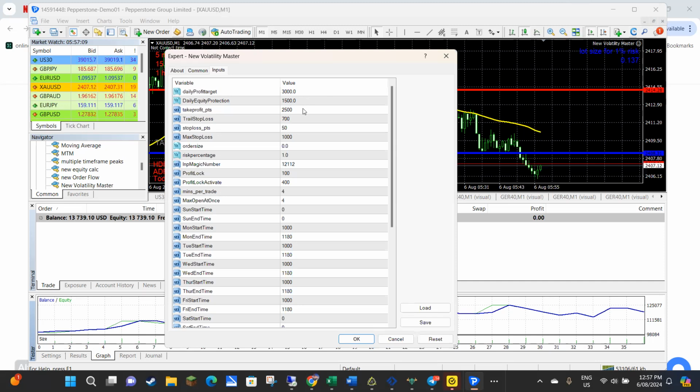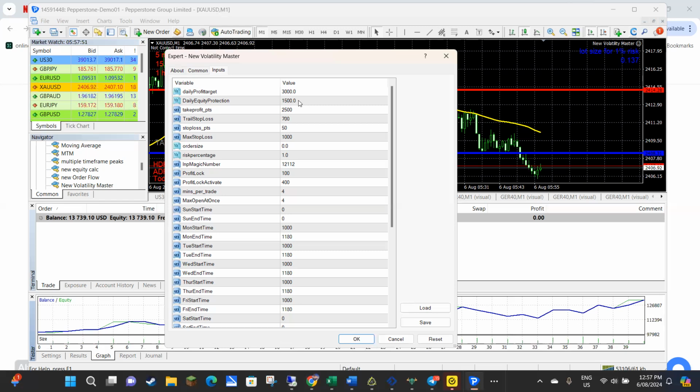Another thing to remember is, let's say you have a $150,000 account, that would mean $1,500 would be 1%. Now, we also have our trade size set at 1% risk. So that means if we lost one trade, we would also hit our daily equity protection, and therefore no more trades would be taken for the day. I'm not saying that's the wrong thing to do, but it's just something to keep in mind.